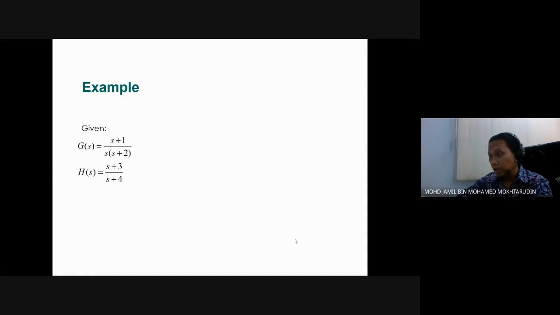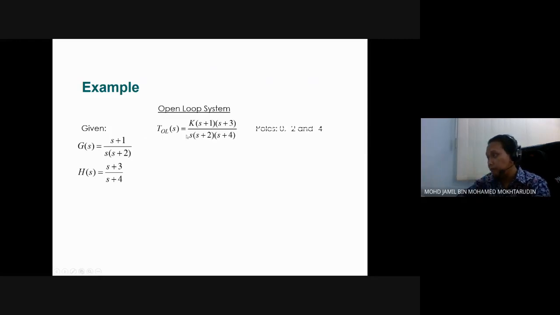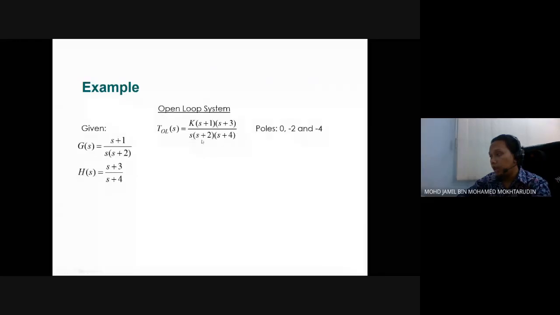So let's look at an example. Let's say you have G forward transfer function equals S plus 1 divided by S times S plus 2. And feedback transfer function, H equals S plus 3 divided by S plus 4. So the open loop system, you use the formula just now. So here it's easy to find poles. So poles are 0, minus 2, and minus 4.